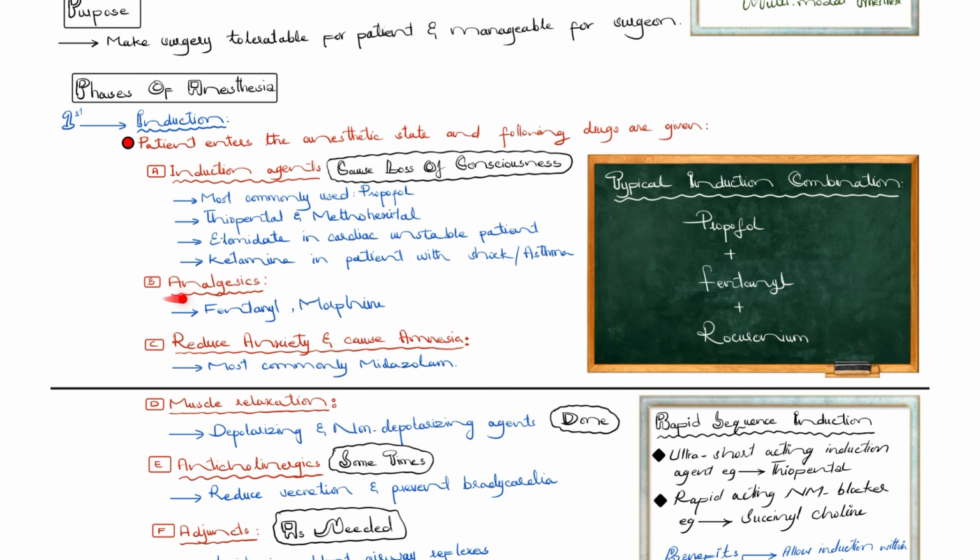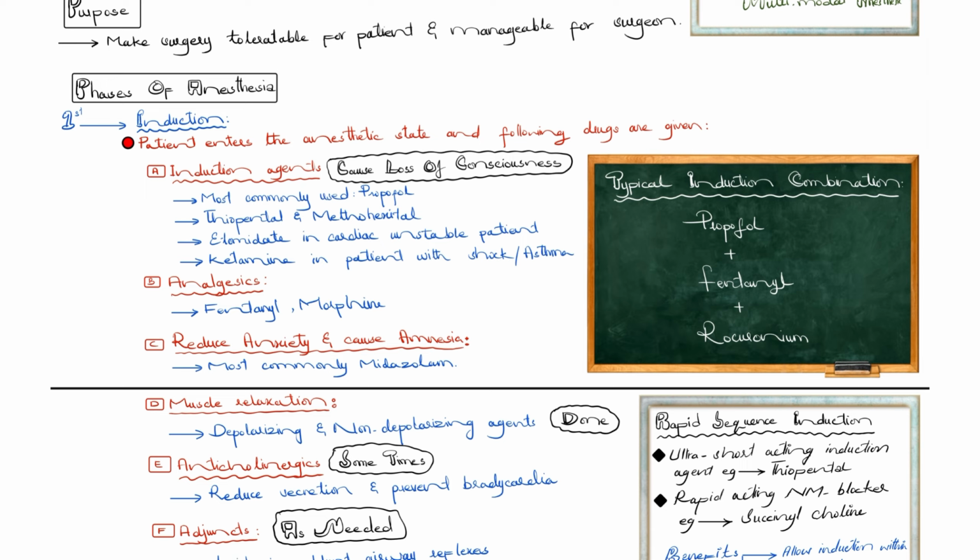The second drug that you have to give during the induction is an analgesic. It means to make the procedure pain-free for the patient. Some examples are fentanyl and morphine, which are strong mu receptor agonists. However, you can also give partial mu receptor agonists like nalbuphine and tramadol. The next drug that you have to give is to reduce anxiety and cause amnesia. Most commonly, midazolam is used, which is an ultra short acting benzodiazepine. Then muscle relaxation. For muscle relaxation, depolarizing and non-depolarizing agents can be used.